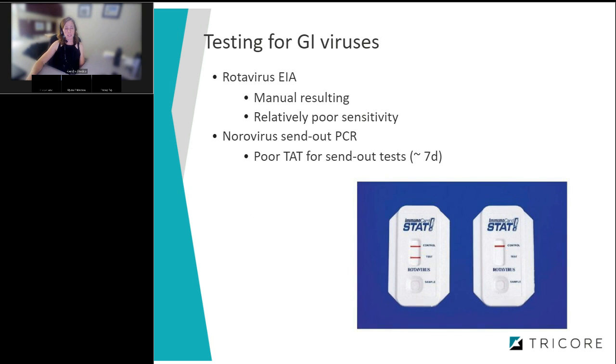So testing for GI viruses at our lab, prior to the use of the Applied BioCode MDx, involved a rotavirus EIA, this ImmunoCard STAT test, which involved manual resulting and relatively poor sensitivity. And we had a norovirus send-out test that we still actually offer. But that has a poor turnaround time. So most of the time when you use a send-out test, it takes around 7 days to return results.